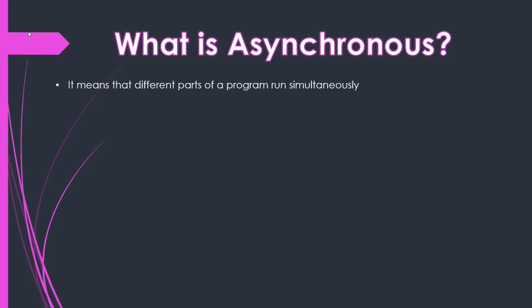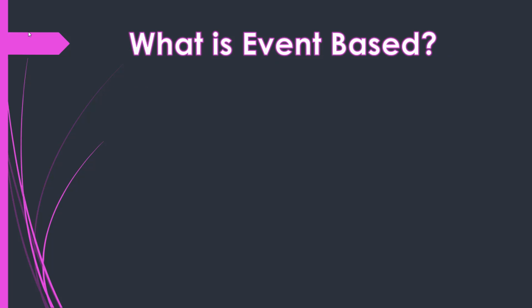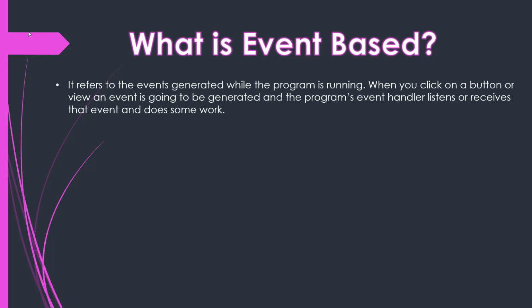So now let's see what is event-based. It refers to the events generated while the program is running. When you click on a button or view, an event is going to be generated, and the program's event handler listens or receives that event and does some work. So this is called event-based programming.